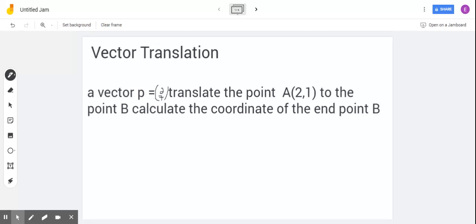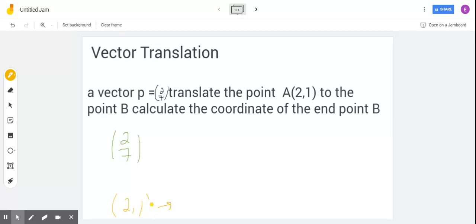We have a vector P represented by the column vector (2, 7). Remember that indicates x over y, and it translates the point A (2, 1) to a point B, and we have to calculate the coordinate of the endpoint. So the first thing I'm going to show you is how to convert a coordinate into a vector. Nothing fancy. We have our vector (2, 7), and I'm going to show you how to convert this coordinate (2, 1) into a vector.